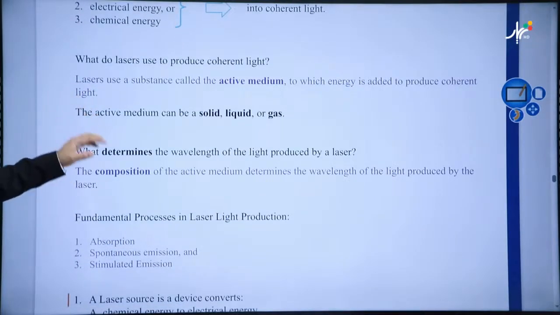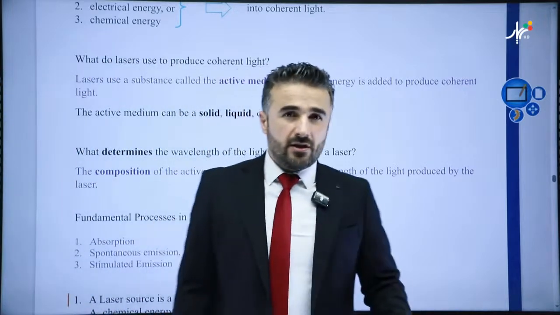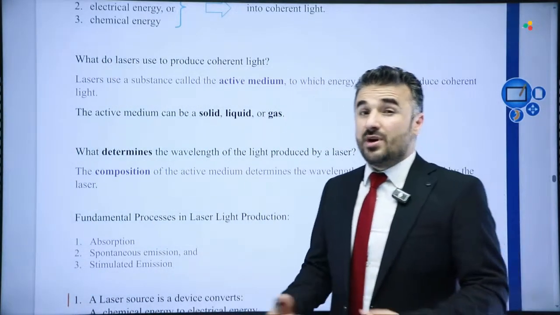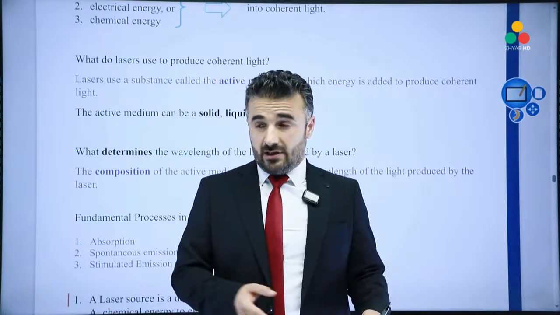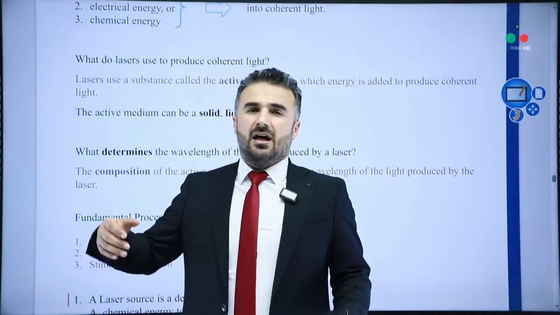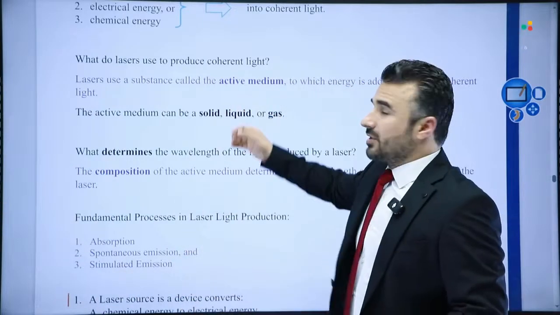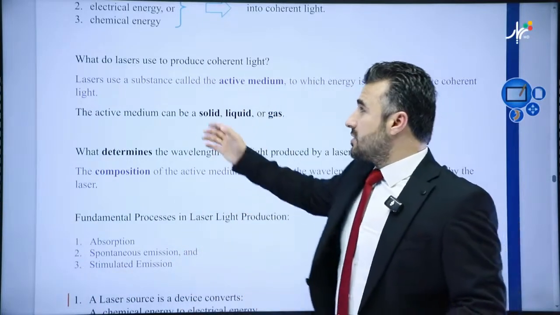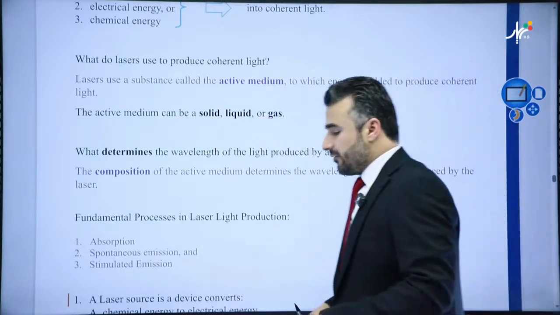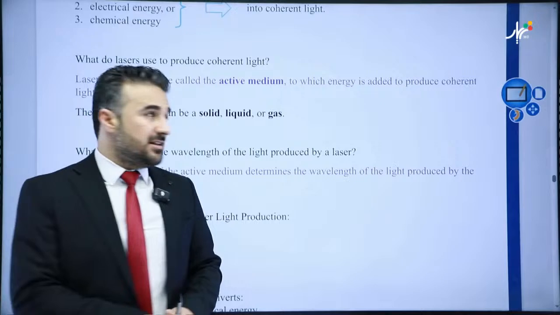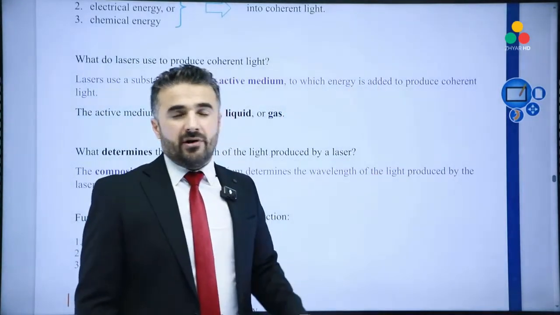Now, what does a laser use to produce coherent light? We've learned that these energies are converted into coherent light, but what exactly do lasers use to produce it? We'll say lasers use a substance called an active medium, and this active medium could be liquid, solid, or even gas, to which energy is added to produce a coherent light.